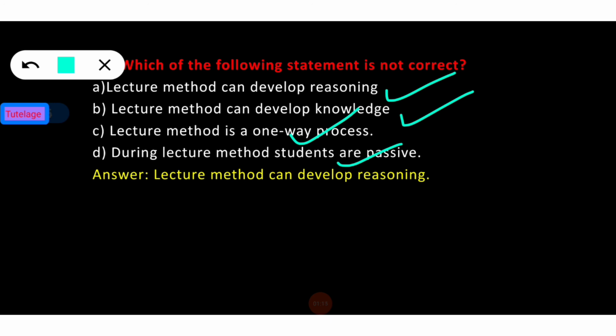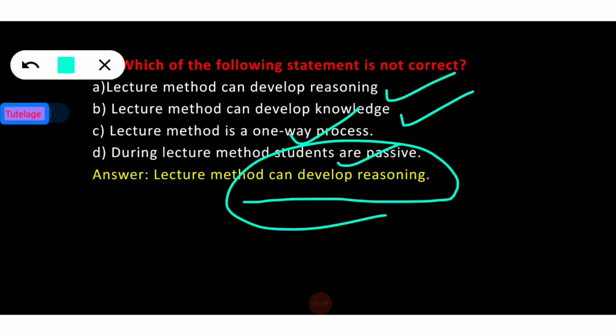Lecture method can develop reasoning. Obviously, lecture method can develop knowledge. Lecture method is a one-way process. During lecture method, students are passive in their role. So obviously, the incorrect statement about lecture method is the first option, option A: lecture method can develop reasoning power of the students. So I think this is clear.